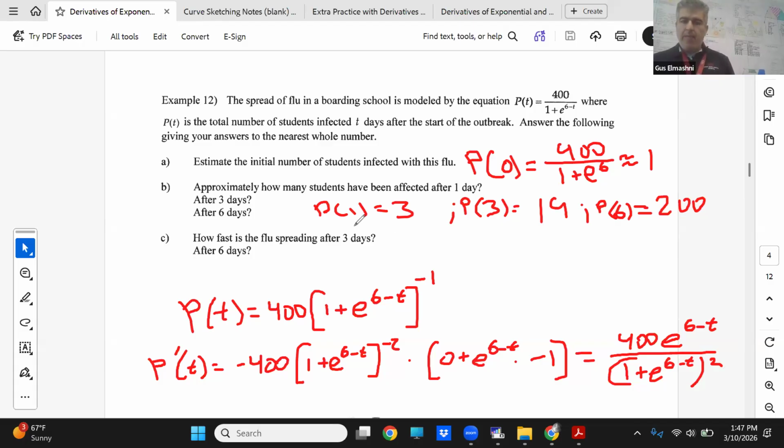So what do you get for how fast it's spreading after 3 days? 18 students per day. So on average, after the third day, you're noticing this is the infection rate. Oh wow, this is wiping out an entire section, right? 18 students.